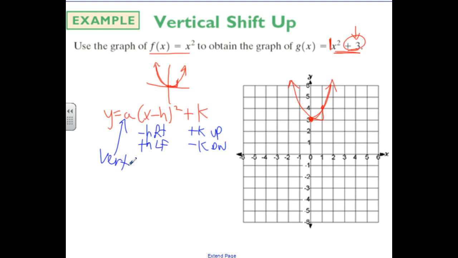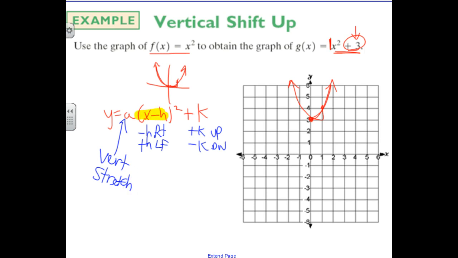It's going to either stretch or shrink. If a is a number, it's going to stretch. If a is a fraction, it'll shrink. So that's the vertical stretch.